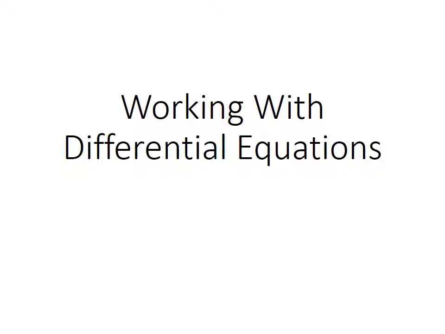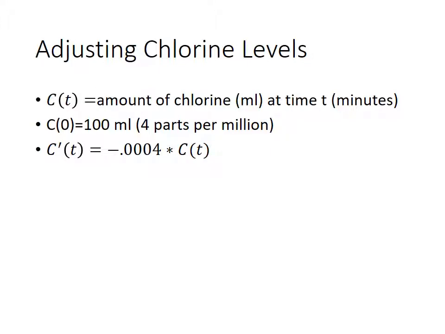In this video, I'll show you how to work with a differential equation. In the last video, we came up with a differential equation to model the scenario where you're cycling fresh water into an overly chlorinated pool. You start out with 100 milliliters of chlorine, and you want to get it down to 3 parts per million, or 3/4 of the current level, which would correspond to 75 milliliters. How do you tackle this?